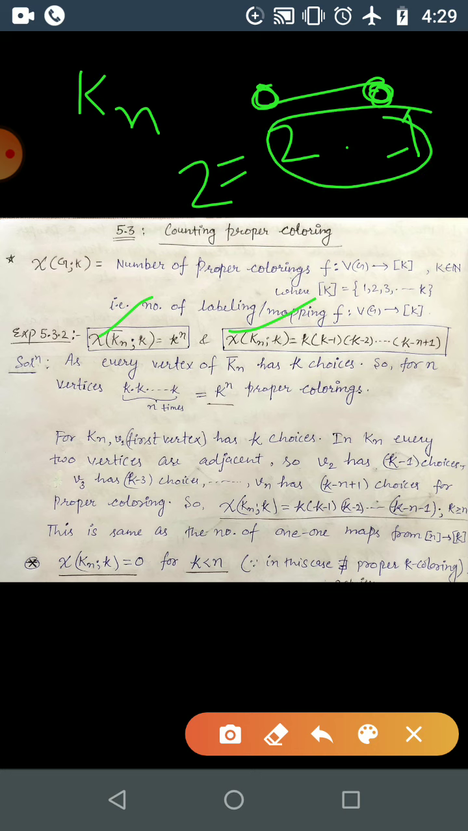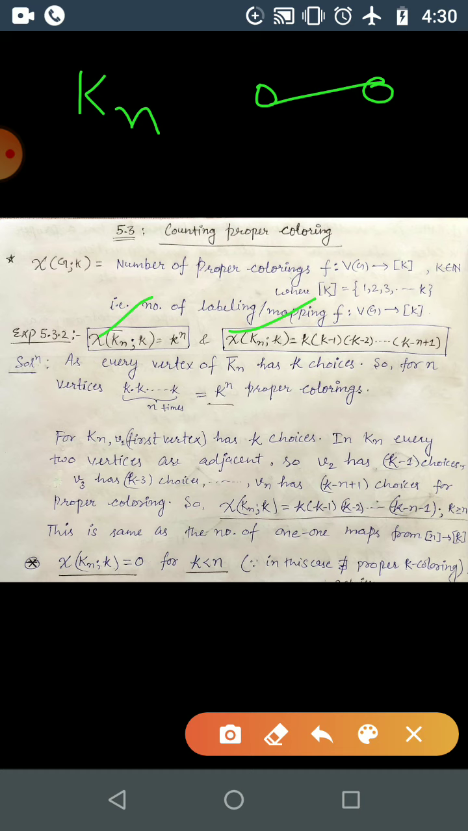2, correct? So for K2 it is 2. Likewise, if you are given three colors, k is equal to 3, so 3 colors and K2, okay? This is K2 and 3 colors are given. So out of 3 colors, this vertex can choose, for this one, how many choices are there? 3, and once one color is chosen for this one, the remaining colors will be the choice for the second, because this is adjacent with this one, correct? So that's why it will be 3 into 2, okay?